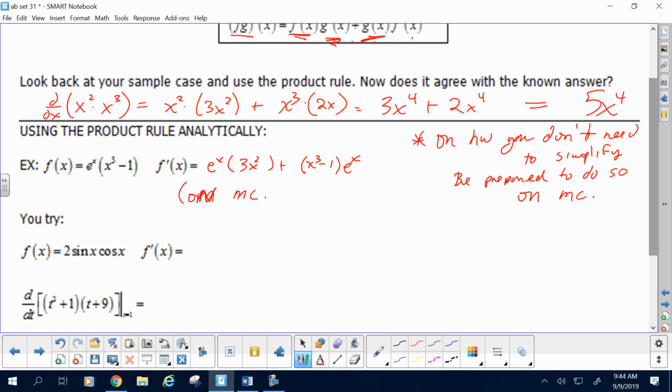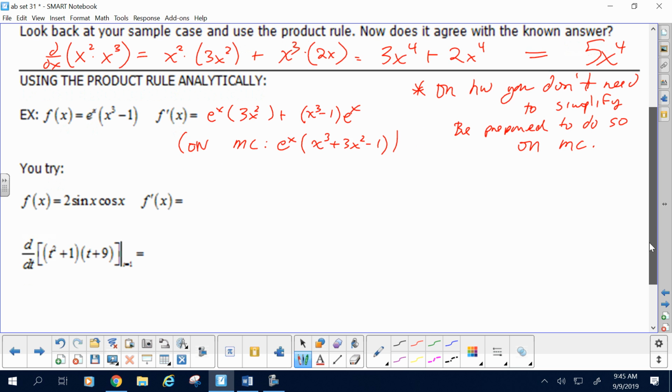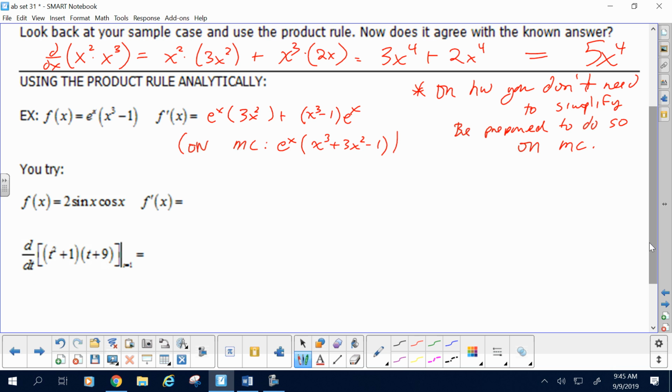what other algebra could they do there? What might they play around with there to clean that up? The x cubed minus 1. Okay, distribute it in or take out an e to the x. If you took out an e to the x, then you might have something like e to the x times x cubed plus 3x squared minus 1 if you wrote it in descending order. You follow me? Okay. All right, so I don't require this step on the homework, but on the test, be ready to do that. All right, would you try that first one, please?